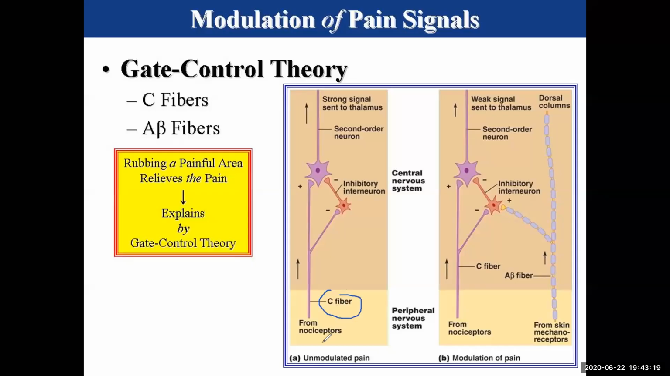So let's say you bump your elbow into a corner. It's going to trigger an action potential that shoots to the brain. So this is the first order neuron, second order neuron. The action potential travels all the way to the primary somatosensory cortex to perceive the pain.